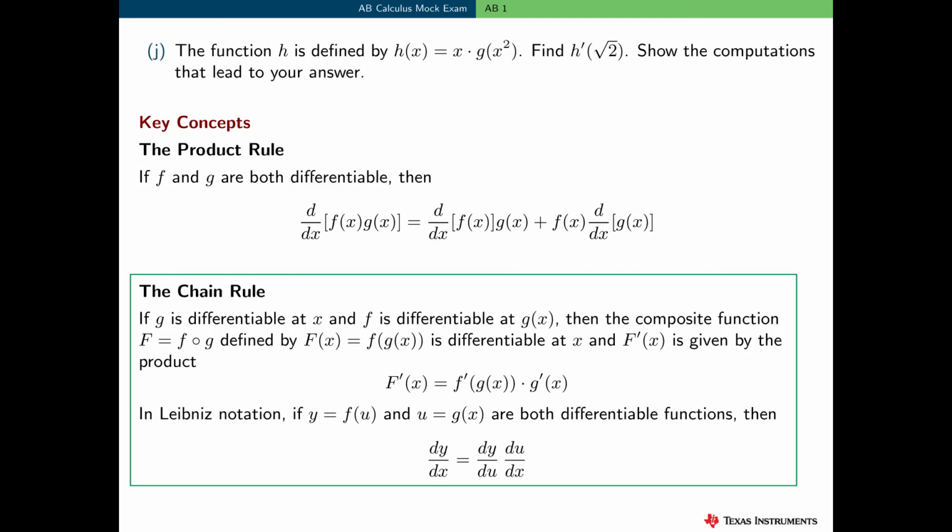And we'll also need the chain rule. This tells us how to find the derivative of a composite function capital F of x equal to f of g of x. And to find capital F prime of x, we start at the outside taking derivatives and work our way inside. So capital F prime of x is equal to little f prime of g of x times g prime of x.